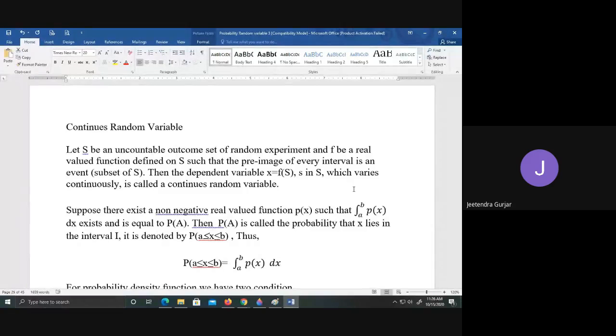Then f be a real valued function defined on S such that the pre-image of every interval is an event. So here we are going to get the interval. Remember this, I already told you we'll get the interval. Then the dependent variable x is equal to f of s, s in S, which varies continuously. Therefore, we call this a continuous random variable. Remember this first point: a continuous random variable is uncountable and continuously varies.